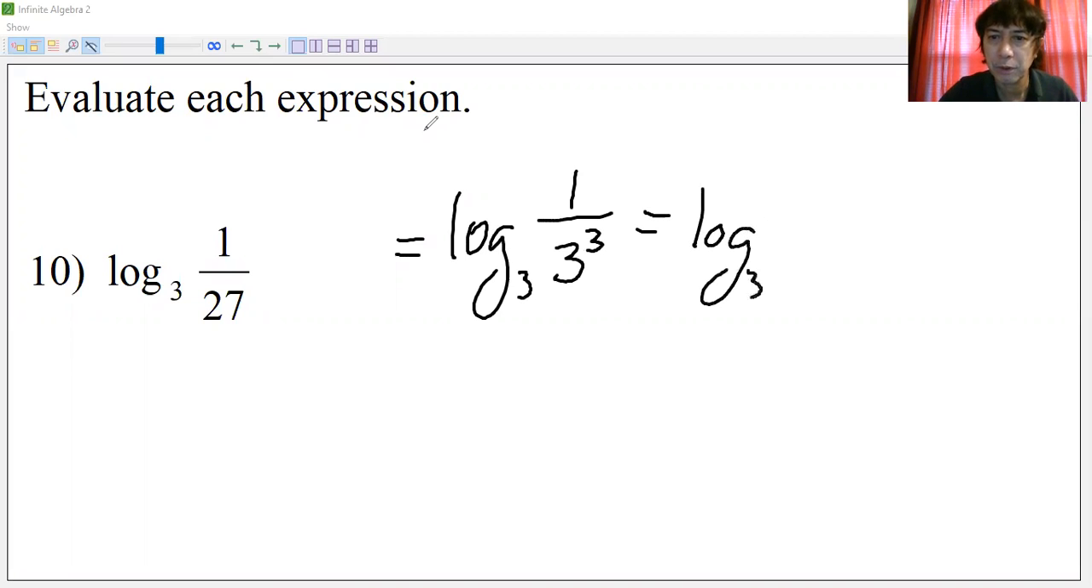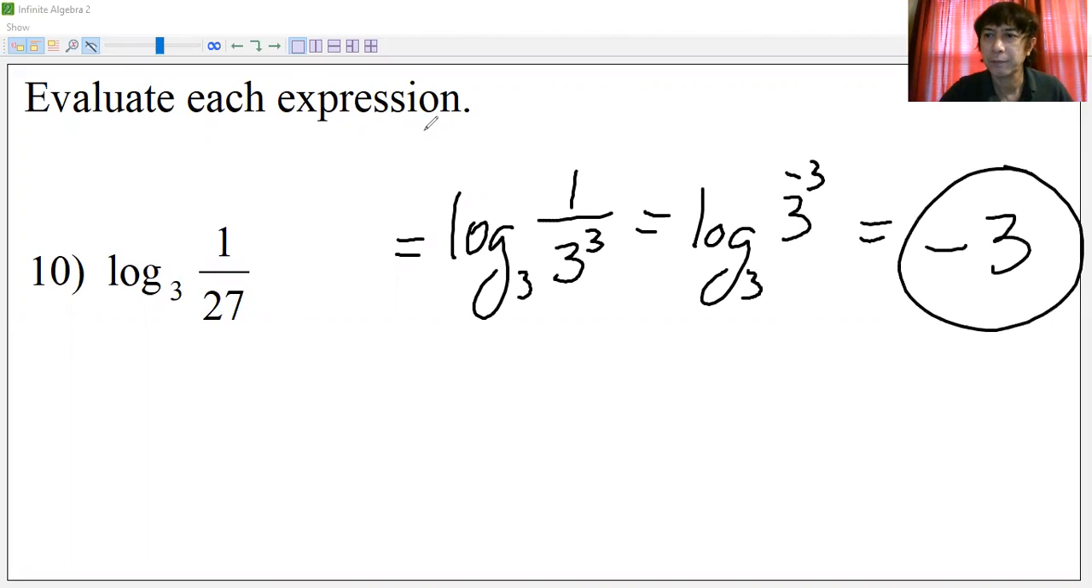That can be written as 3 to the negative 3 there. And so the answer here is negative 3. And so we shall verify that. There's the answer, negative 3. Okay, that will be for number 10.